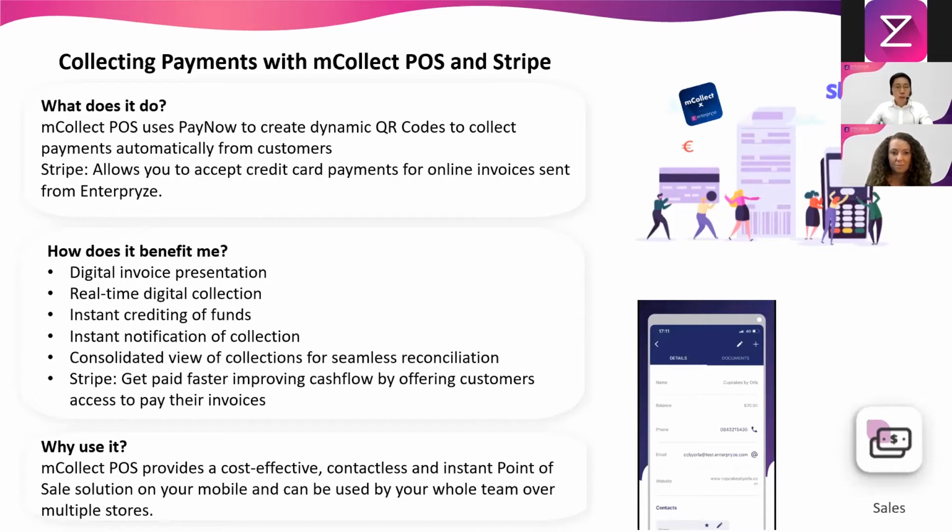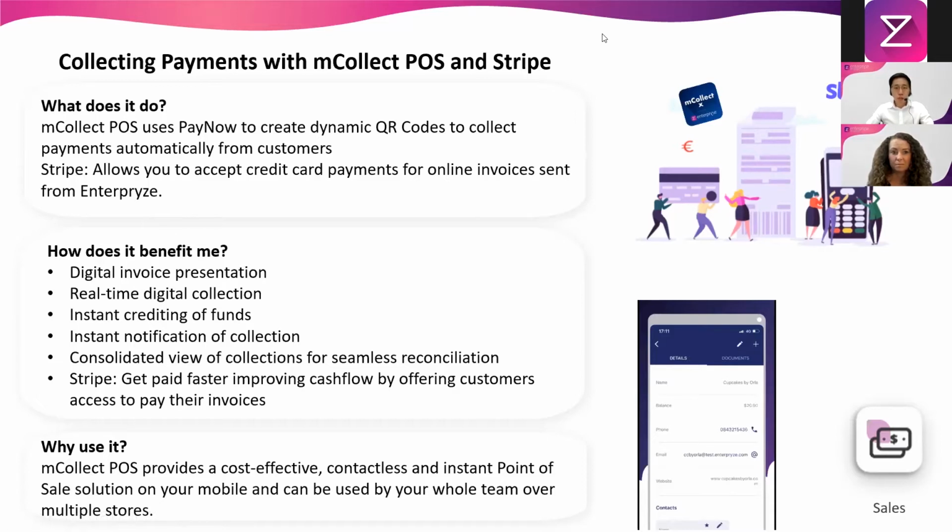In addition, we also have this Stripe feature, which comes along with your customer portal. You can allow your customers to make payment using credit card through this customer portal itself. So why M-Collect? Because M-Collect POS will allow you a more efficient, cost-effective way, and also allows for contactless and instant point of sale over your mobile phone itself. So you do not need to have a big POS system. You can enable all your salesperson or delivery person to carry their own mobile app with this M-Collect POS app, and they will be able to collect the payment on the go for you.